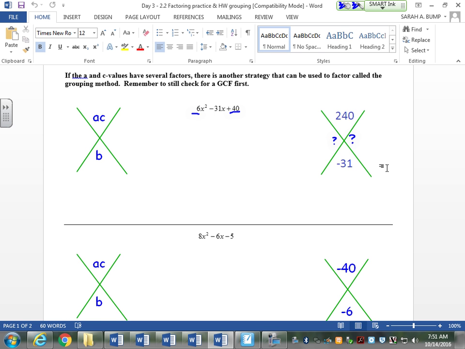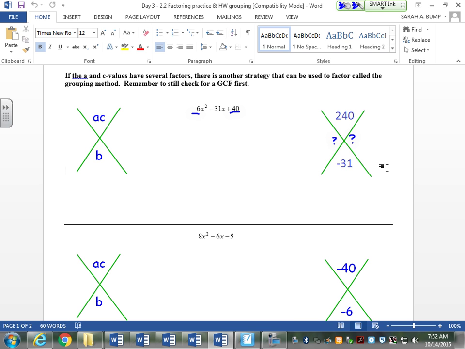240 divided by 8 is 30. That doesn't quite add up either. 240 divided by 9 is a decimal. Doesn't work. 240 divided by 10 is 24. 10 and 24 don't add or subtract to 31. So you can see the bigger the number, the more you're going to have to be guessing and checking here. 240 divided by 11 is a decimal. 240 divided by 12 is 20. 20 and 12, close to 31, but not quite.